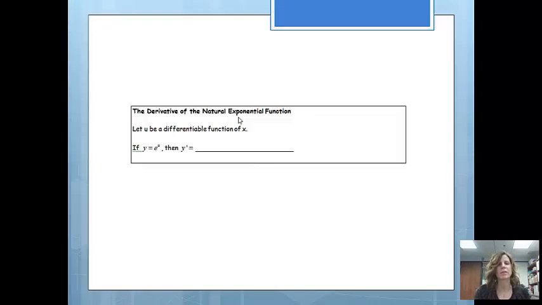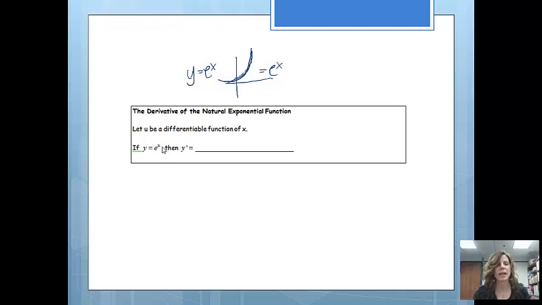Alrighty, the derivative of a natural exponential function, we're going to let u be a differentiable function of x. If I have y equals e to the u, and actually first of all, more specifically, if I have y equals e to the x, when I find the slopes of the tangent lines of each point of e to the x, so here's what my e to the x looks like. If I find all the slopes of the tangent lines and then graph the slopes of the tangent lines, I will get the exact same graph. So the derivative of e to the x is e to the x. It is its own derivative.